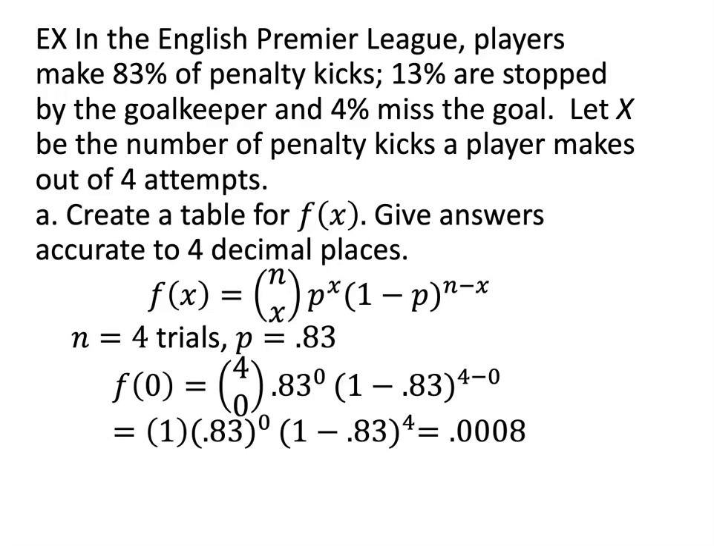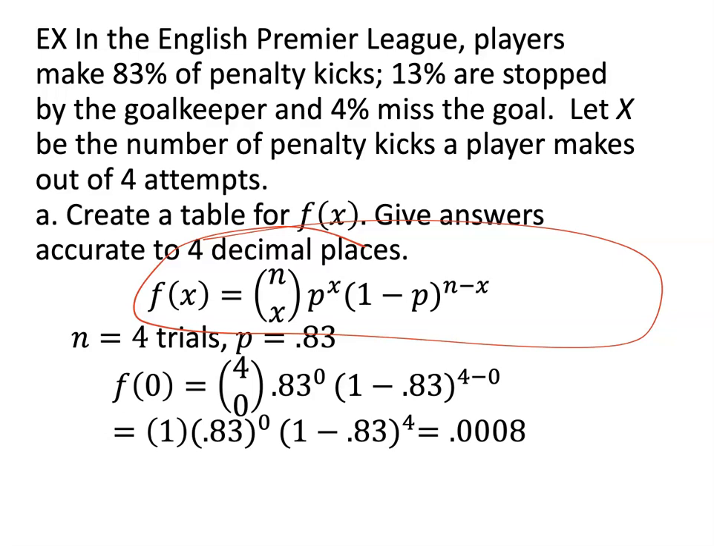And we're going to use the same formula we had earlier. So this is what we use to calculate the probability of a particular value of x when x has a binomial distribution. Here n is 4 trials, and the probability of success in a particular trial is 0.83. So first let's calculate f of 0, the probability that the player misses all 4.